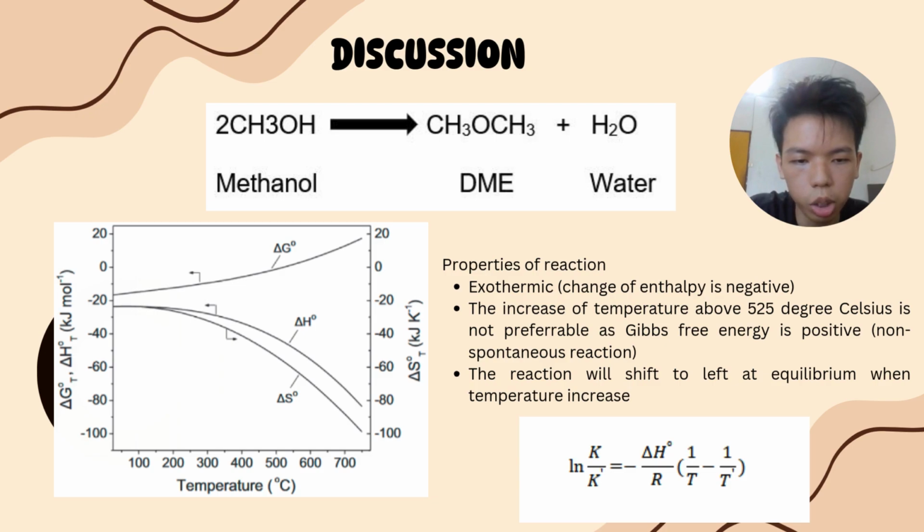Next, the reaction will shift to the left at equilibrium when the temperature increases. This can be proved by the equation at the bottom here. When the temperature increases and the change of the enthalpy is negative, the value of the right hand side will become negative, which means that the equilibrium constant K will decrease when the temperature increases.